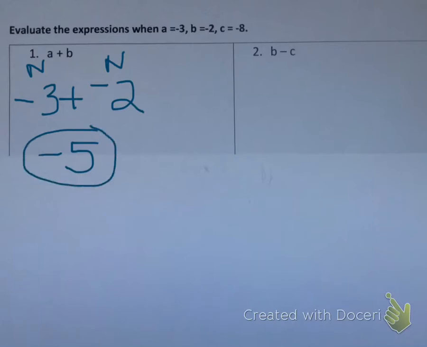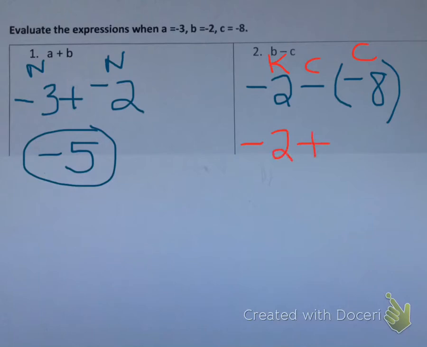Number 2, plug in your value for B, which is -2. Bring down that subtraction sign, and then you have a -8 for C. And on this one, we have that double negative there. So when you have that double negative, you want to do keep, change, change. Keep, change, change. So we're going to keep our -2, change our subtraction to addition, and change our -8 to a +8.